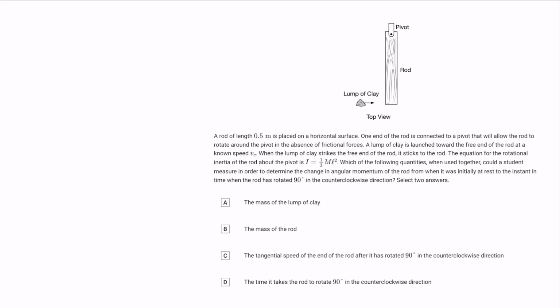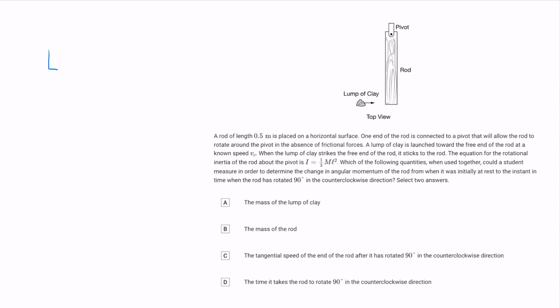So this is actually a pretty tough question. Let's break down which two are the correct choices. What we need to do is look for the change in angular momentum. Because the initial angular momentum of the rod is 0, we can say that the final angular momentum is the change in angular momentum. That makes it a little bit easier, because all I need to find is just the final angular momentum.